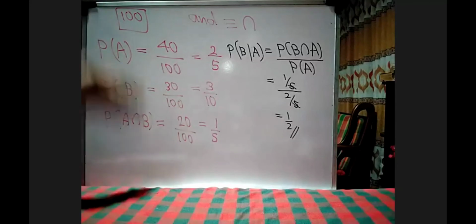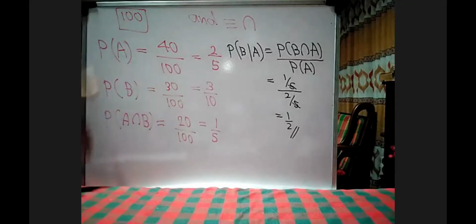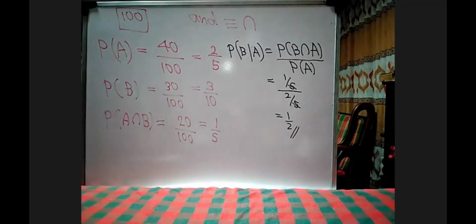Writing the information given in the question in this manner is the most important thing in probability. You have to read the question and arrange this information in this order. Okay, this is the answer. You can write the answer.